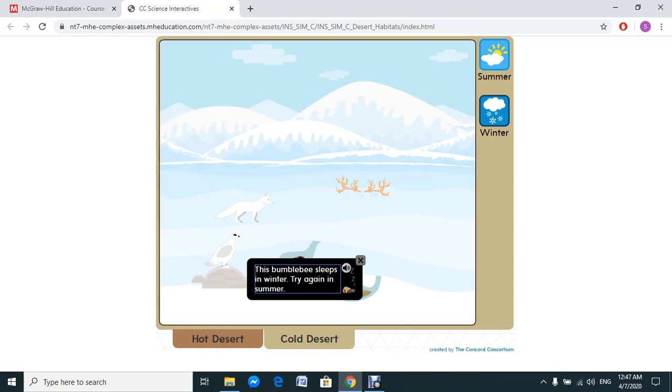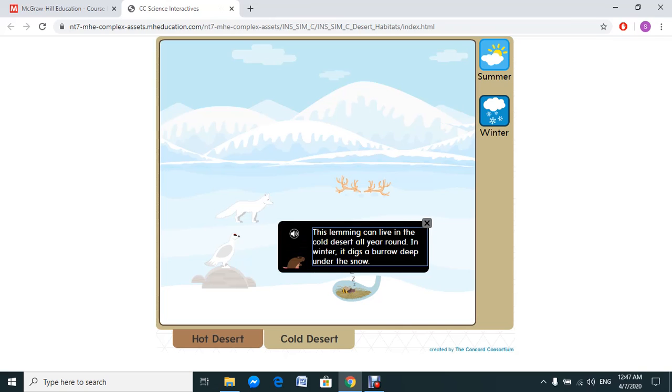Now look at the bee. What is the bee doing? Yes, so the bee is hiding and sleeping all the winter, okay? Also, the lemming. So it is not sleeping, it is living under the ground so it can stay safe from the cold snow.